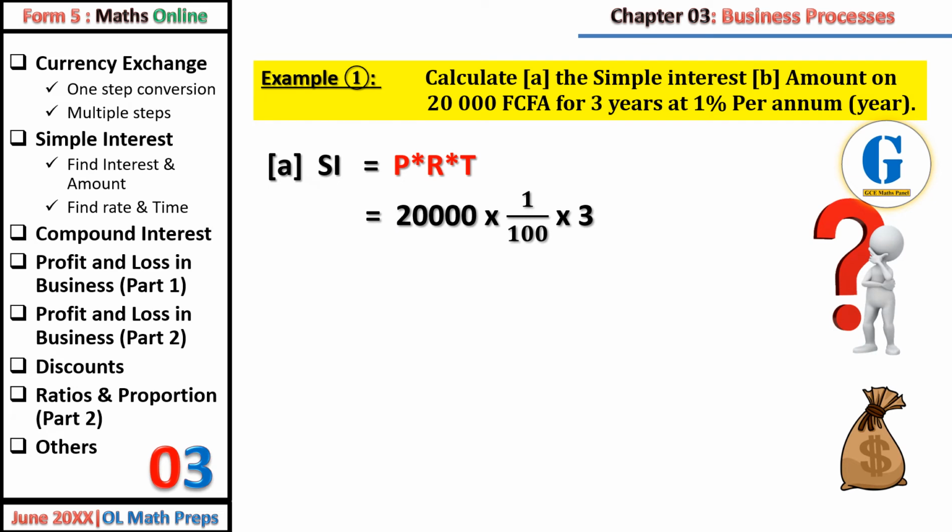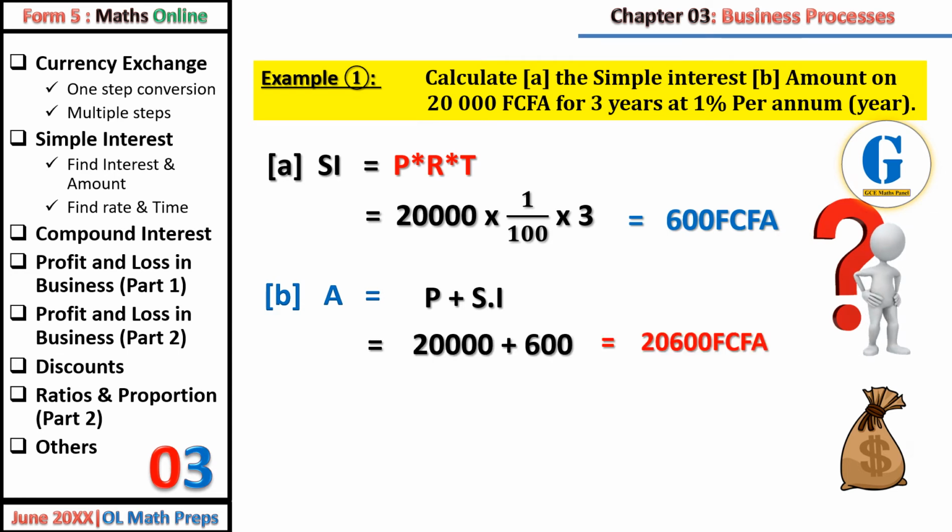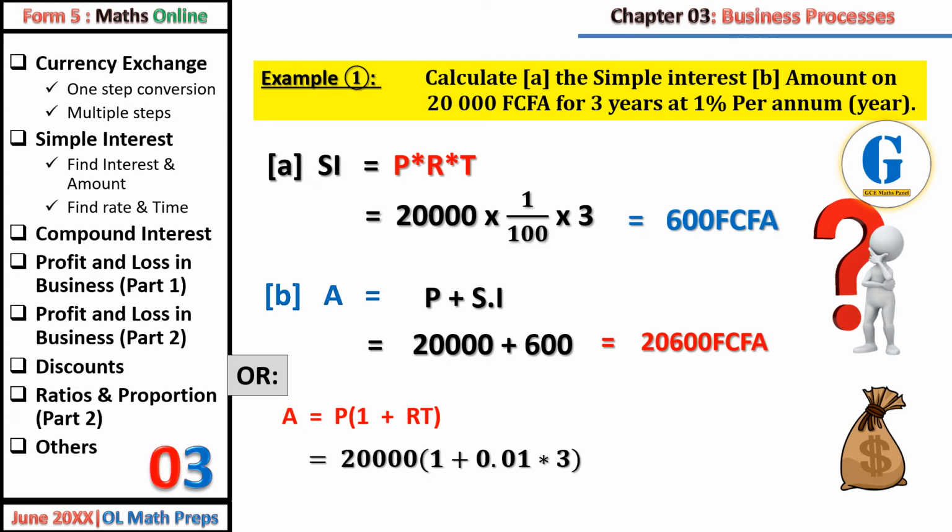So this gives us 20,000 times the rate here, which is 1%, that is 1 over 100, times 3, and that is equal to 600 FCFA. That's the simple interest. Now for the B part, the amount is equal to principal plus simple interest, and that gives us 20,600 francs. Or alternatively, we can get the amount by using the formula amount equals principal into 1 plus rate times time, and that will give us 20,000 into 1 plus 0.01 times 3, and that still gives us 20,600 francs.